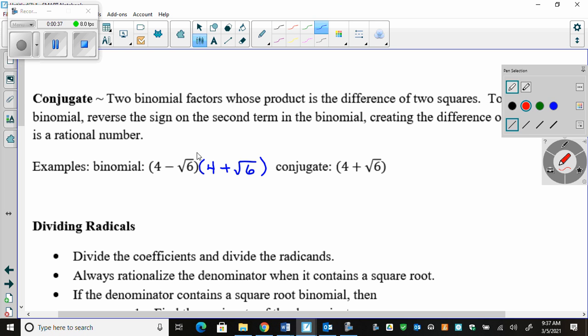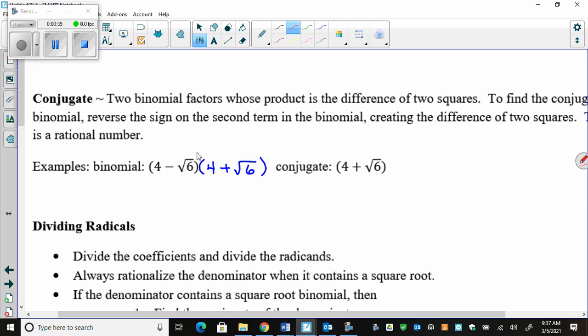So we do first times first. 4 times 4 is what? 16. Then we do outside. 4 times root 6 is 4 root 6. We agree? And I told you the reason why we multiply by conjugates is to get radicals to disappear. And you're like, dude, there's a radical there. You're a liar. Just wait. Just wait.